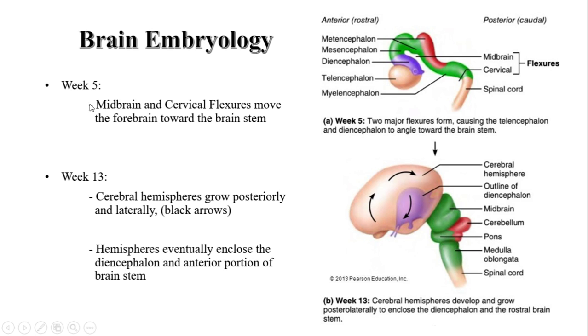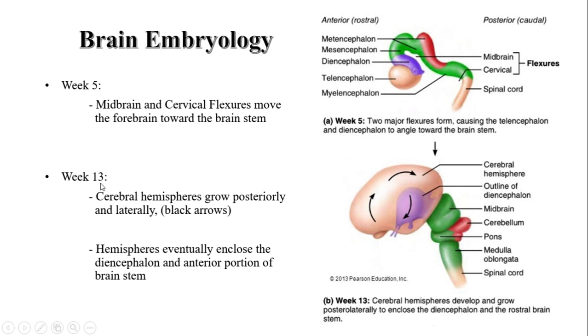We left off at week 5 when we had our secondary brain vesicles here, and during week 5, what's happening here is just our telencephalon and our diencephalon. They're angling towards these 2 flexures right here. So there's one right here, and there's a flexure right here. This one's called the cervical flexure. This one will be the midbrain flexure. And that's really what's happening during week 5. Just the telencephalon and the diencephalon are angling towards those 2 flexures.